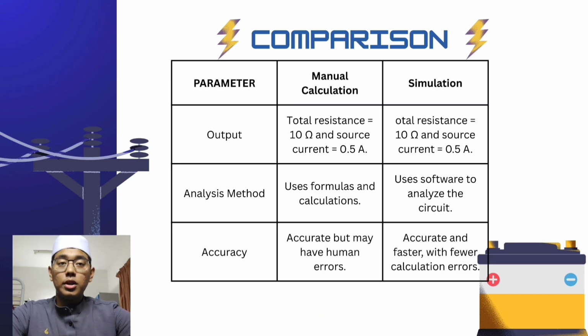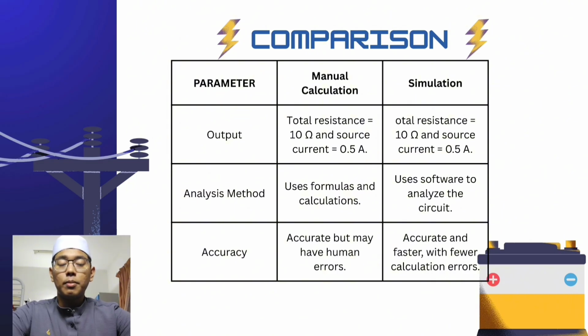Next is the comparison between manual calculation and simulation. Manual calculation requires us to solve the circuit step by step using mathematical formulas. Although this method improves our understanding of circuit analysis, it takes more time and is more likely to have human calculation errors. On the other hand, simulation software provides results much faster. It reduces calculation mistakes and makes circuit analysis more efficient.